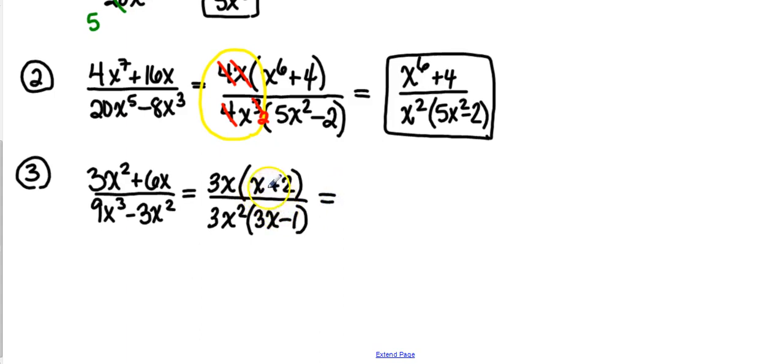Once again, we cannot touch anything that's over addition or subtraction, so I am just paying attention to these factors out front. The 3's will cancel. This x will cancel with one of these, leaving 1 behind. So our result will be x plus 2 in the numerator divided by x times 3x minus 1.